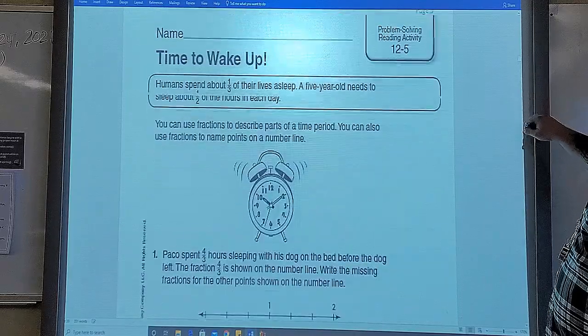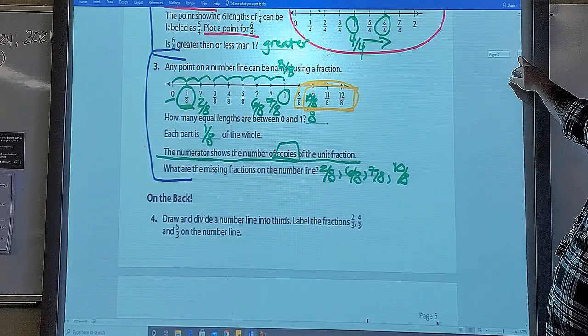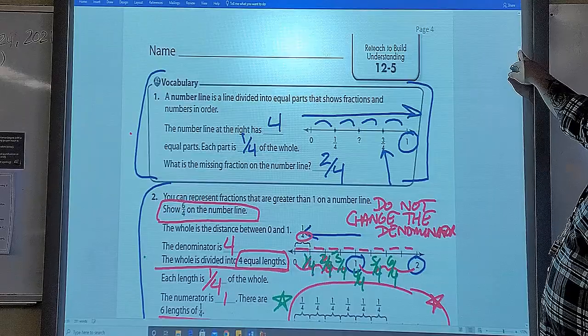Let me see if I can actually get this to go a little smoother. I don't know what it is today, but there we go.